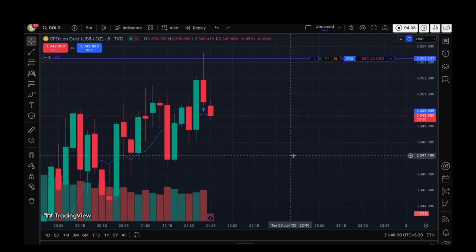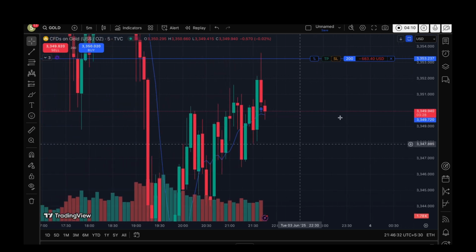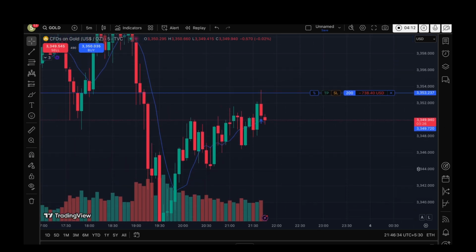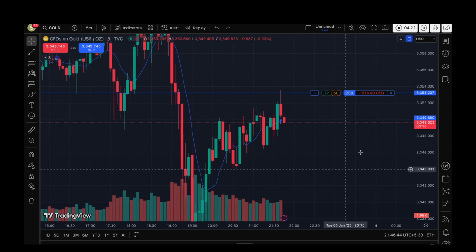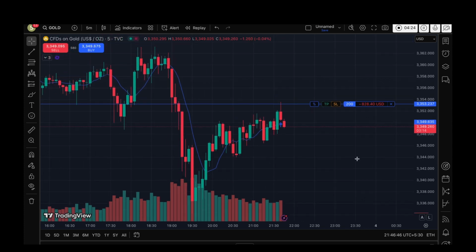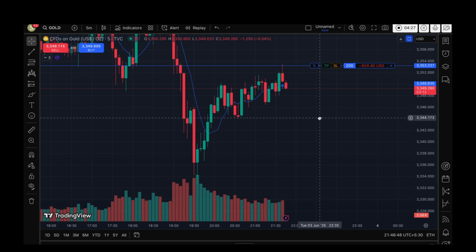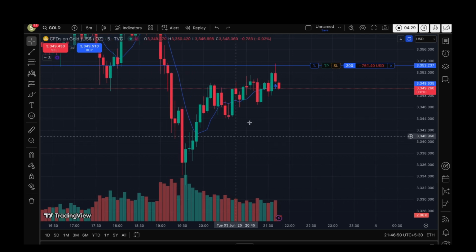The gold, yeah, here also we are in the loss actually. We had 200 quantity, and we have around 700 USD in the loss, minus. But we hold these trades for some time.